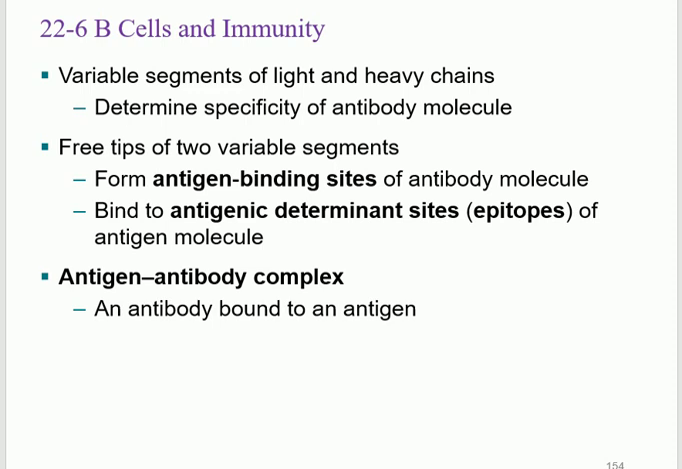So when the B cells get sensitized, they change and become plasma cells and they secrete antibody specifically for this antigen. That's why it's sensitized first. And then the antibody will go to that antigen and they attach to each other. We call that the antigen antibody complex.